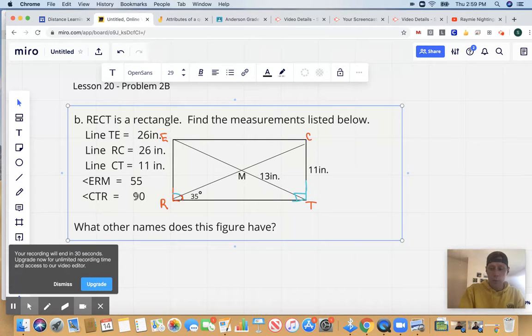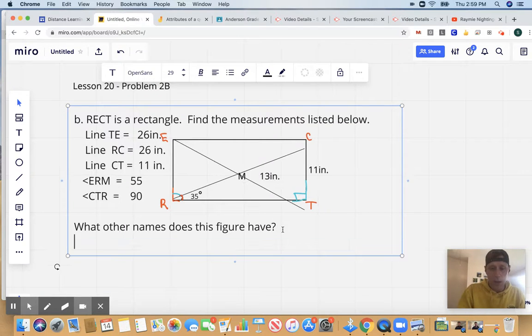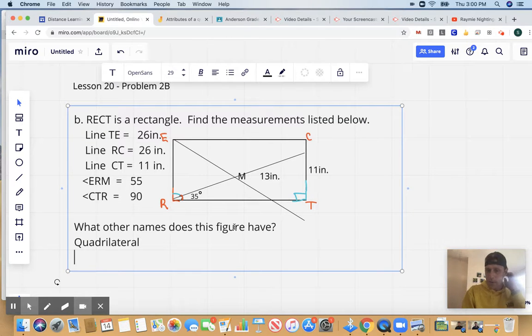Okay, and then we're asked about the other names of this rectangle. No problem. It's obviously a quadrilateral. It has 4 sides. 1, 2, 3, 4. That makes it a quadrilateral. And what else? It has 2 sets of parallel sides. These sides are parallel and these sides are parallel. Okay, that makes it a parallelogram. Nice job.